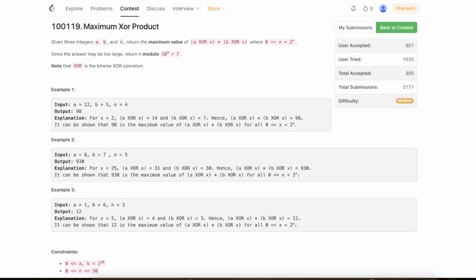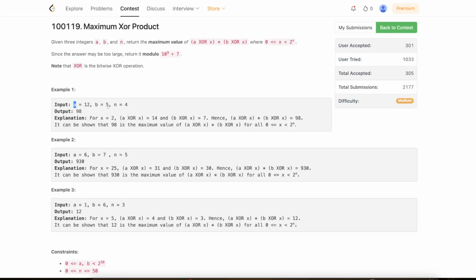So let's get started. The problem states that you are given three integers a, b and n, and you have to return the maximum value of a XOR x multiplied by b XOR x, where x can be anything between 0 and 2 power n. And since the answer can be large, you have to return it modulo 10 to the power 9 plus 7, right? So let's take an example.